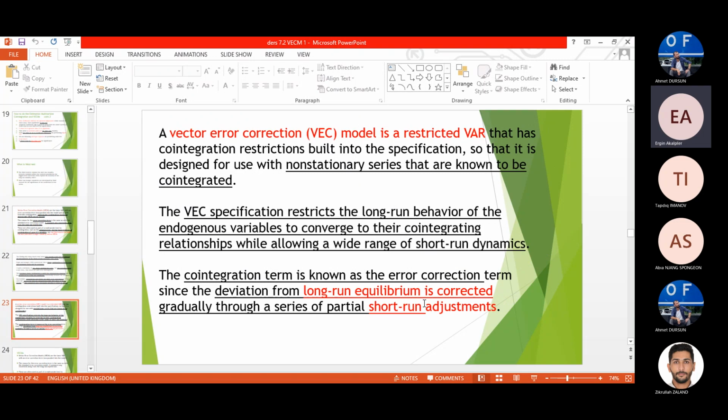A vector error correction model is a restricted VAR that has co-integration restrictions built into the specification, so that it is designed for use with non-stationary series that are known to be co-integrated. The vector error correction specification restricts the long-run behavior of the endogenous variables to converge to their co-integrating relationship while allowing a wide range of short-run dynamics. The co-integration term is known as the error correction term, since the deviation from the long-run equilibrium is corrected gradually through a series of partial short-run adjustments.